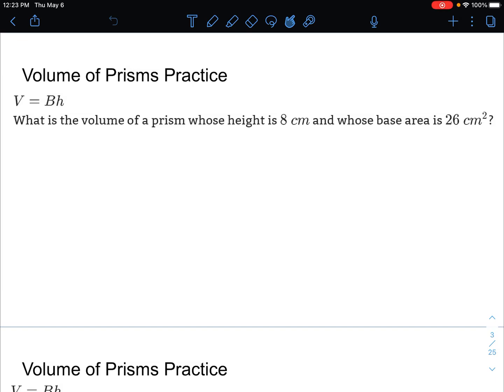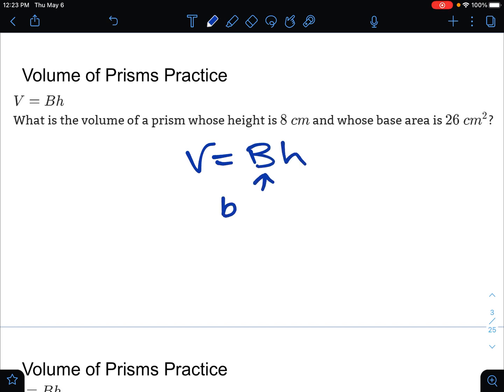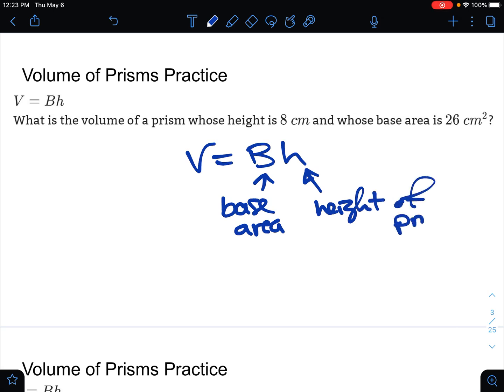To find volume of a prism, we're going to use this formula over here, V equals capital B times the height. The capital B here is the base area. It's not just the base, it's the area of the base. And the height is the height of the prism, because we could have other heights as well of our base.